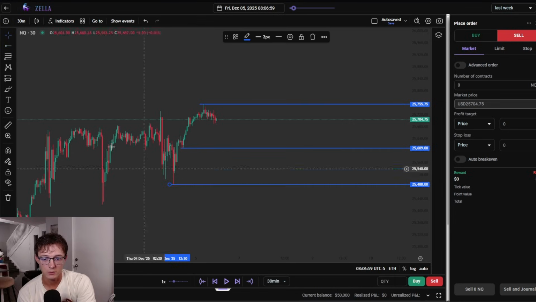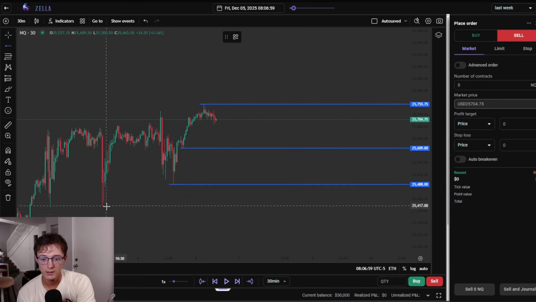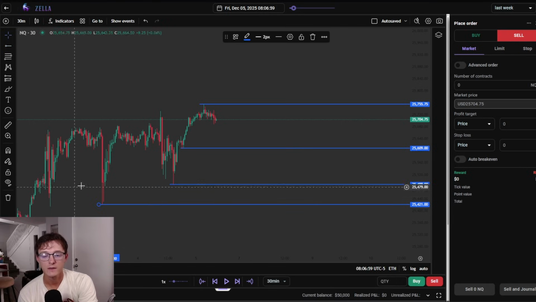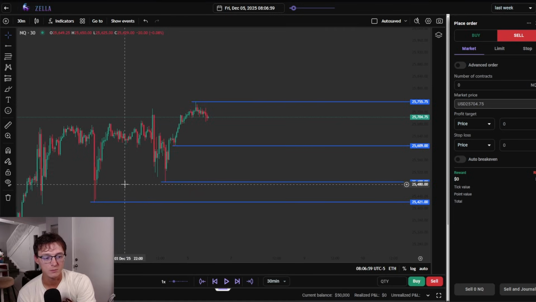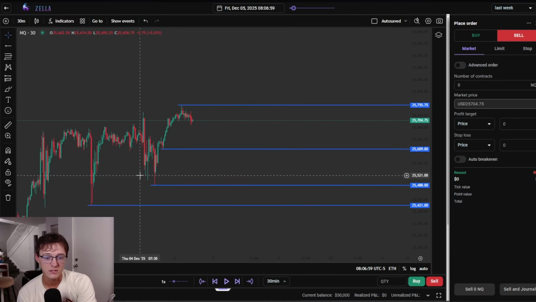I'm going to mark a low here. And then I'm going to mark another low here. And then there's more liquidity further down, but we're not going to worry about that. We're only going to worry about what is immediately present to us for this specific trading session.